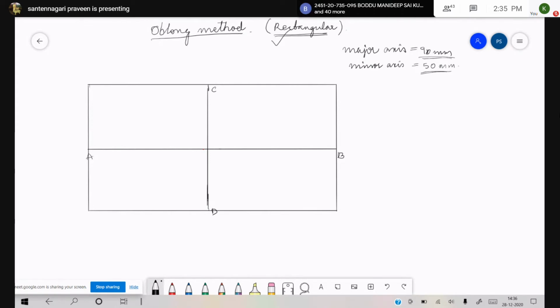Now what to do? Calculate this distance. Now I will name this rectangular box as 1, 2, 3, 4, so that the labeling will be clear for us to understand by calling it with names. So now I have my 1A. This is the distance of 1A. What is the length of 1A?